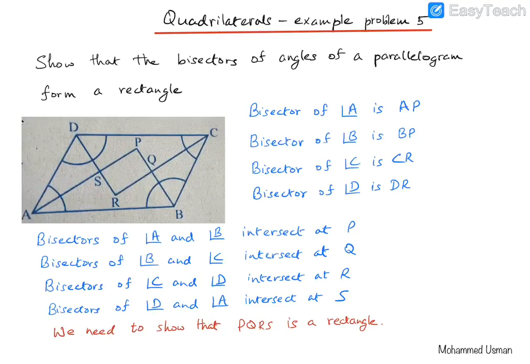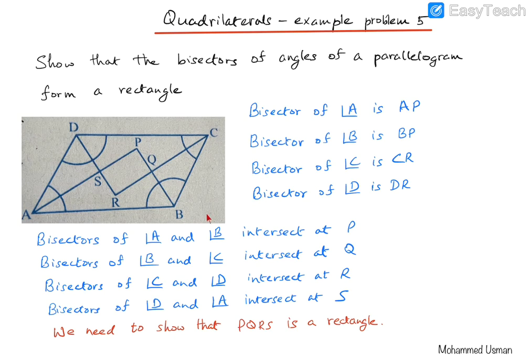Let us now do another example from the quadrilaterals chapter. In this example, we have to show that the bisectors of the angles of a parallelogram form a rectangle. So obviously bisectors means it divides the angle into two equal parts. So this is the figure given to us.